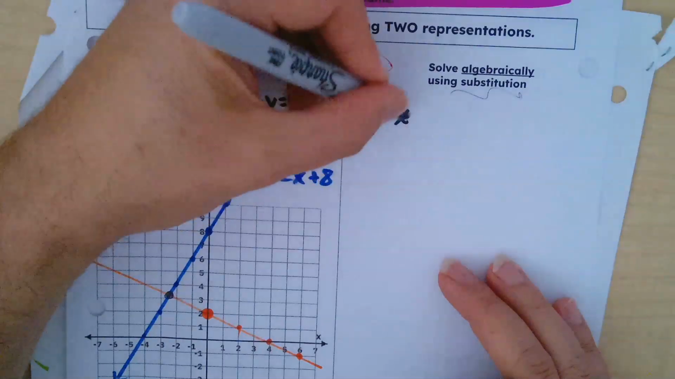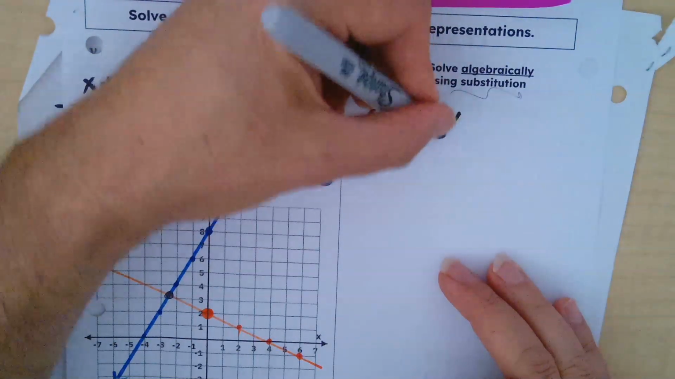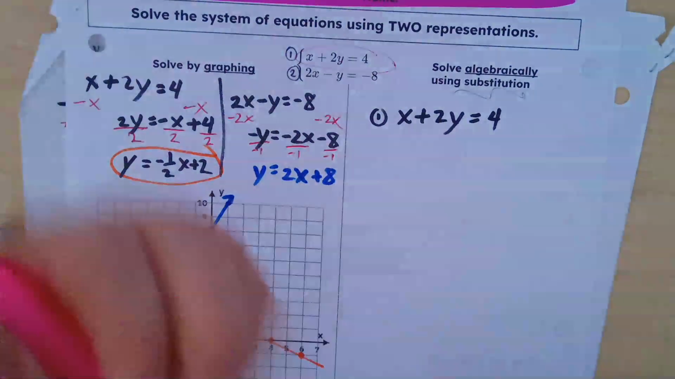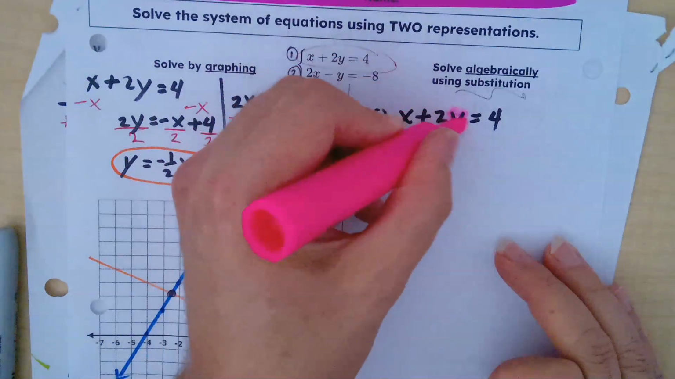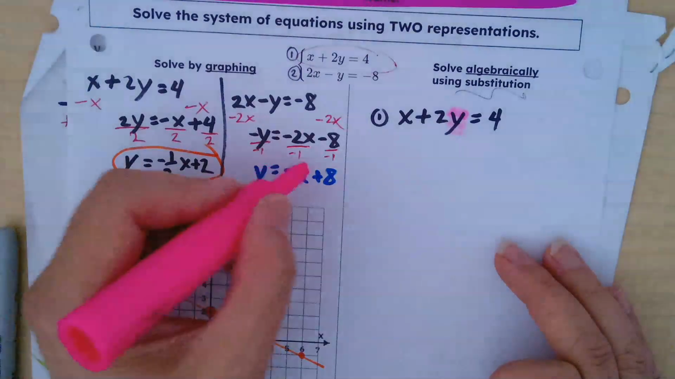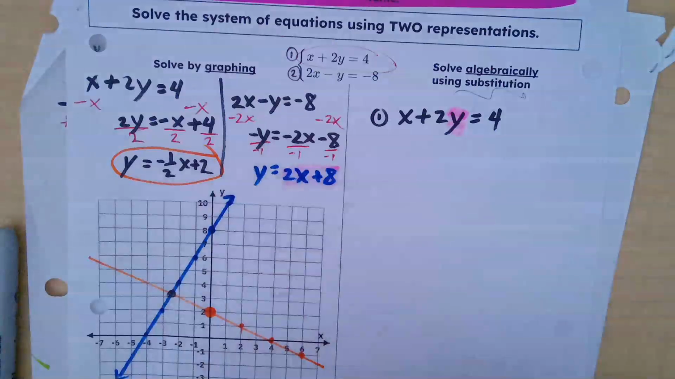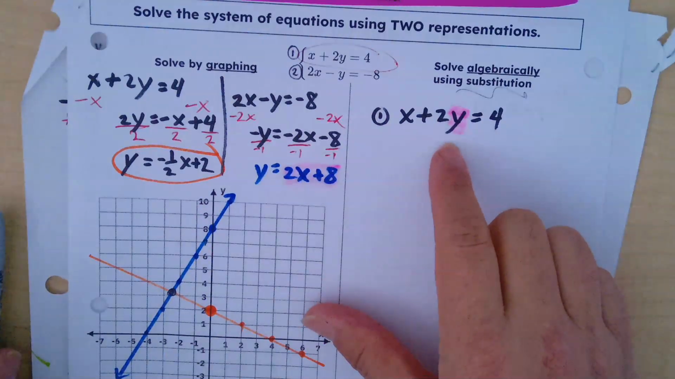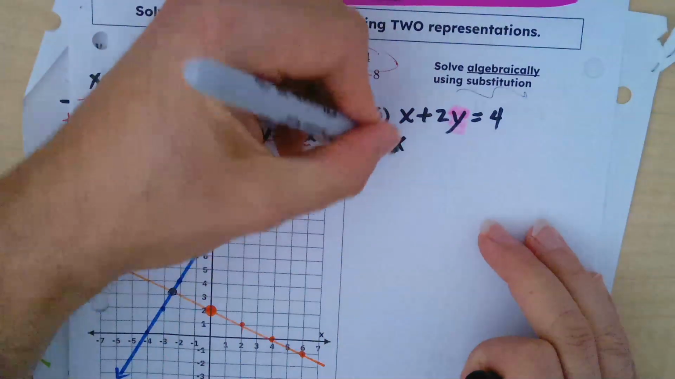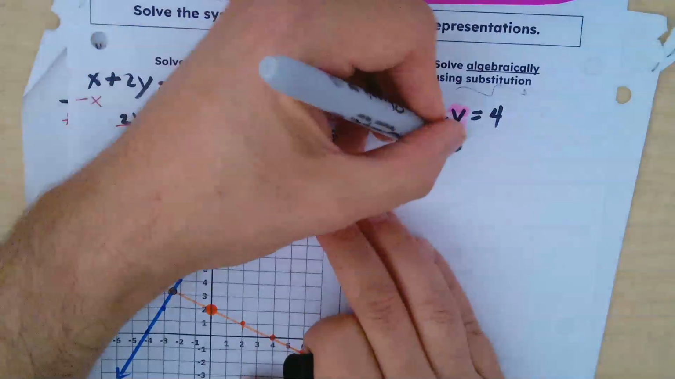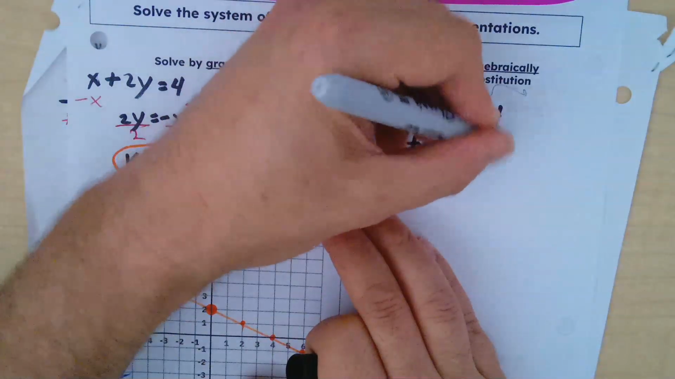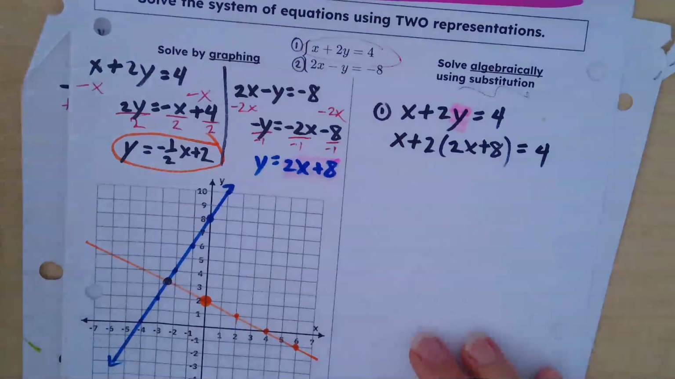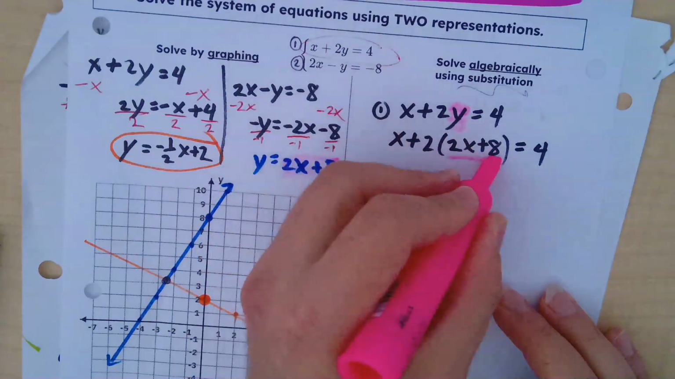which is x plus 2y equals 4. Now, instead of writing y, I'm going to write 2x plus 8, okay, because this is for my second equation. So I'm going to replace y here with the 2x plus 8 from the second equation.